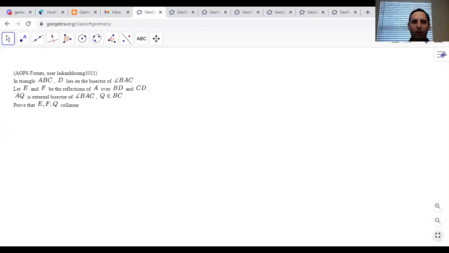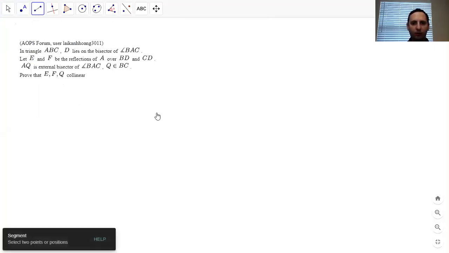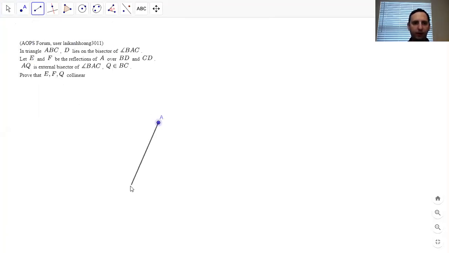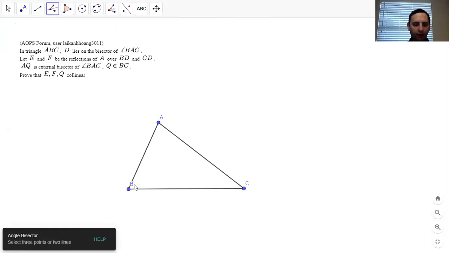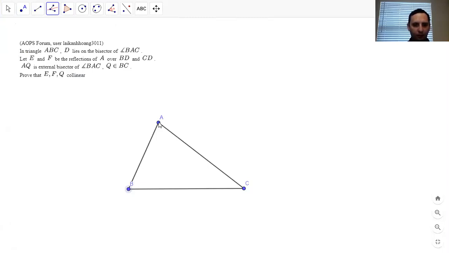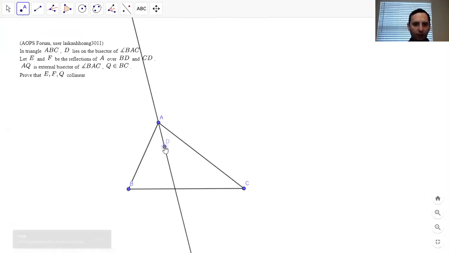So here's the first problem I chose. It looks maybe a little easier than the rest, although I haven't tried it yet. So we have a triangle ABC, and D is any point on the bisector of BAC. All right, so here's triangle BAC. Here's the angle bisector. So D can be any point on it. So we could let D be this point up here, for example, if we wanted.